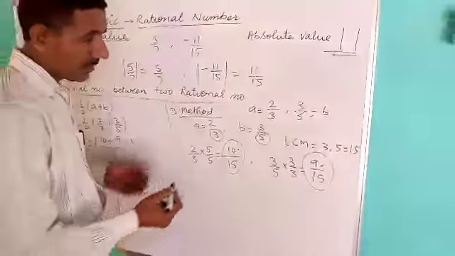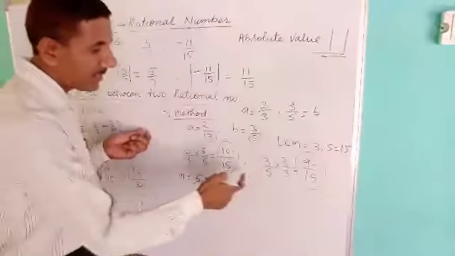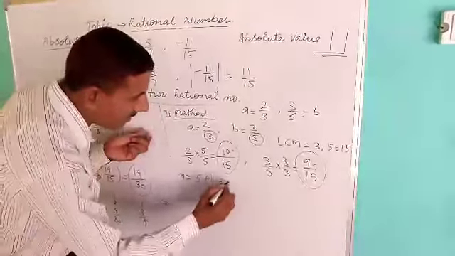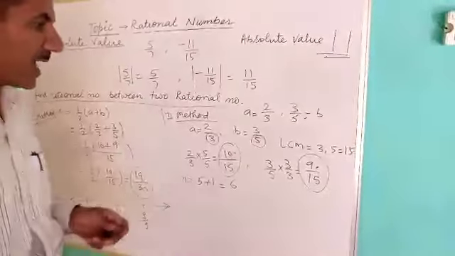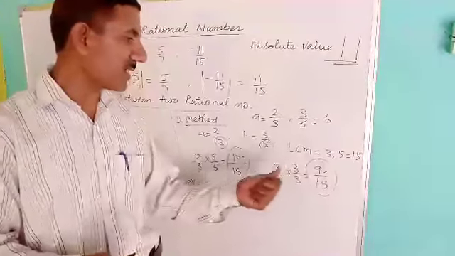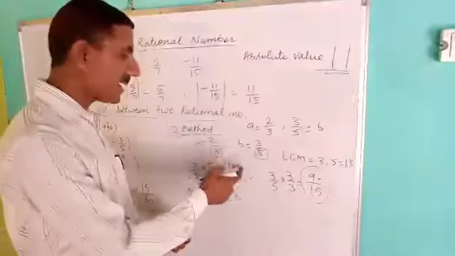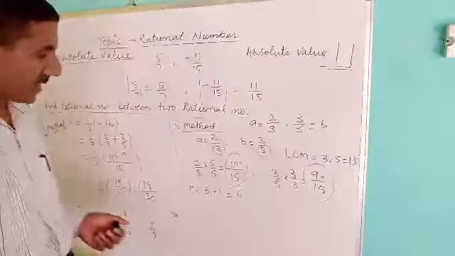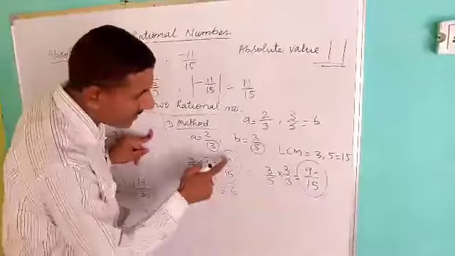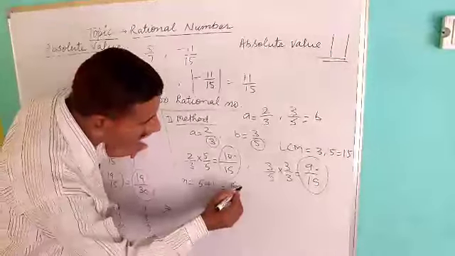So if you want to find 5 rational numbers between these two numbers, multiply by 5 plus 1 equal to 6 times. If you want to find two rational numbers between the given rational numbers, then add 1 to 2, you get 3, and multiply the equivalent form by 3. But we want to find 5 rational numbers between 10 by 15 and 9 by 15 in this case. So add 1, then we get 6.